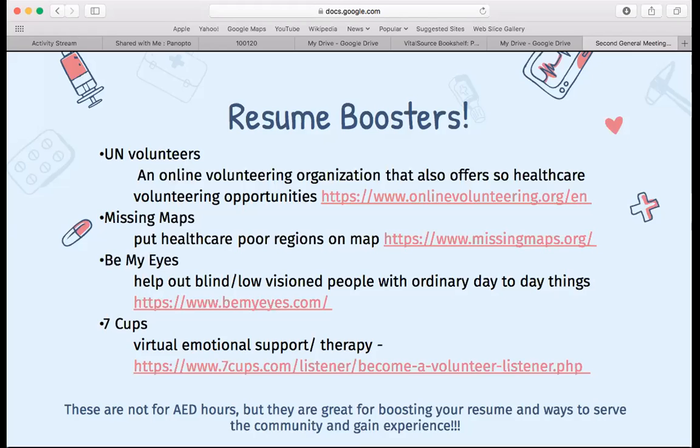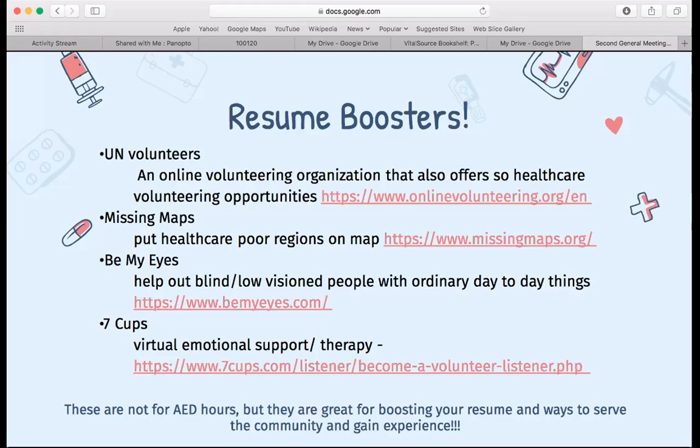The next one is Be My Eyes. So this is basically when you help out blind or low vision people with ordinary day-to-day things. And this is a very, very rewarding experience. So feel free to go to the website that's provided on here, and it will also be shared in the email that we send out after a meeting. Be sure to check out this opportunity.